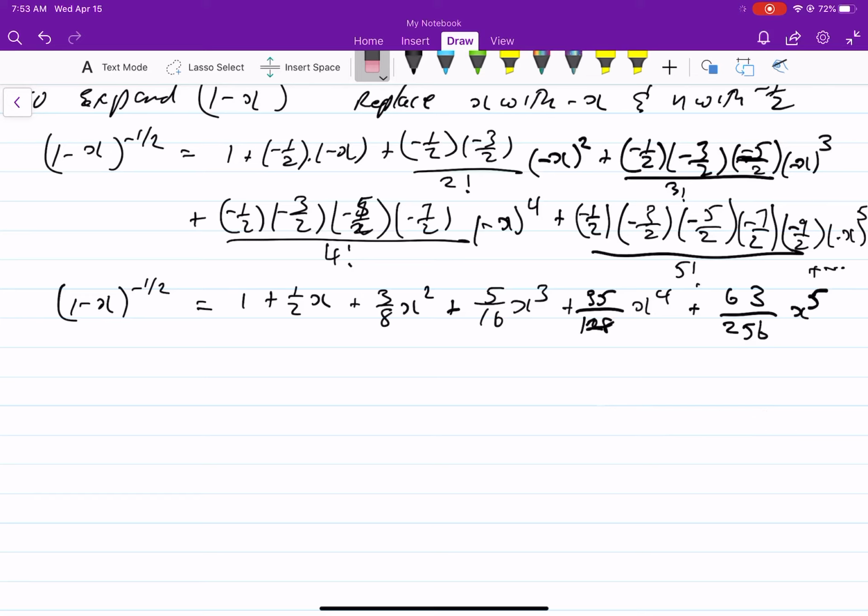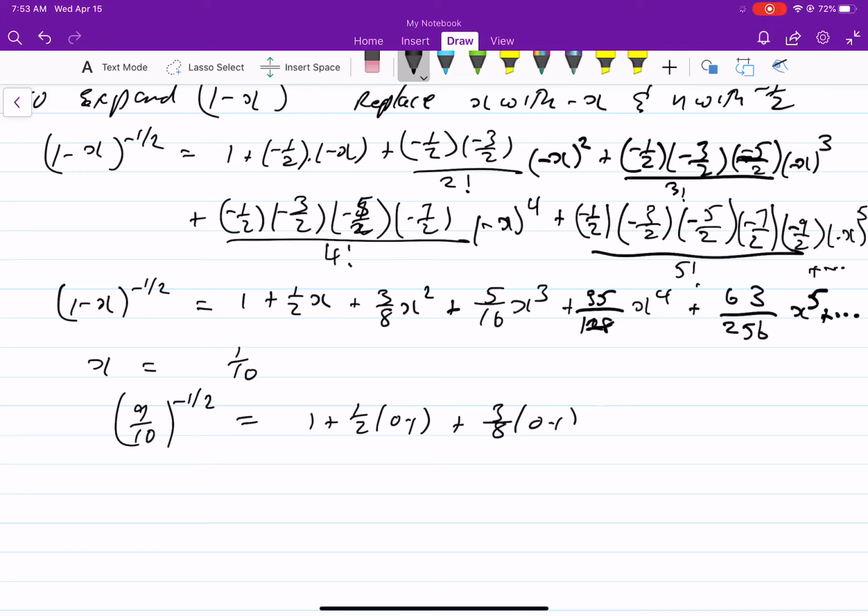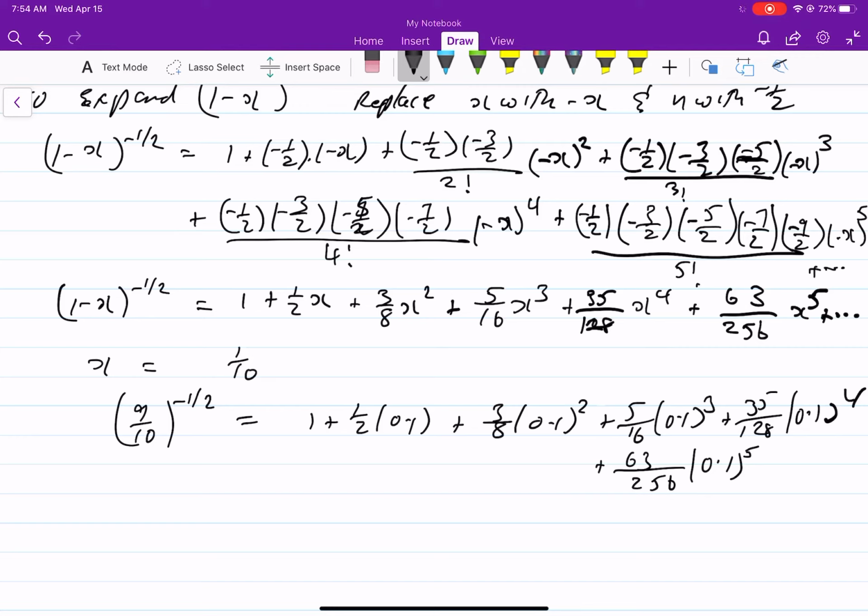All right, so let's see. When x is equal to 1/10, that's 1 minus 1/10, which is 9/10 to the minus a half, is equal to 1 plus a half times 0.1 plus 3/8 times 0.1 squared plus 5/16 times 0.1 cubed, 35 upon 128 times 0.1 to the fourth, and 63 over 256 times 0.1 to the fifth. Okay, 9/10 to the minus a half is 10/9 to the half. Y'all should know that.